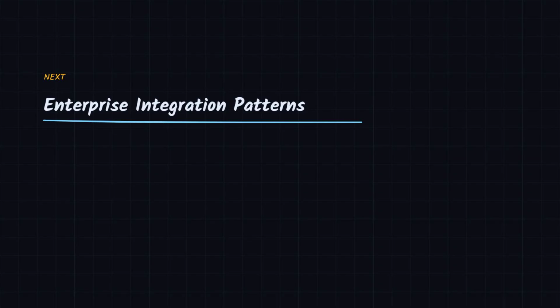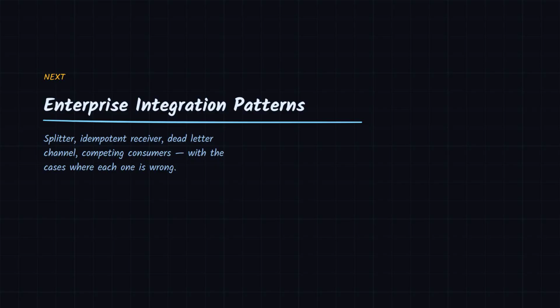Every part of that pipeline has a name, and the names are older than most of the tools we use to build it: splitter, idempotent receiver, dead letter channel, competing consumers. If you want the full vocabulary and the cases where each one is the wrong choice, the Enterprise Integration Pattern series works through them properly. That is where to go next.